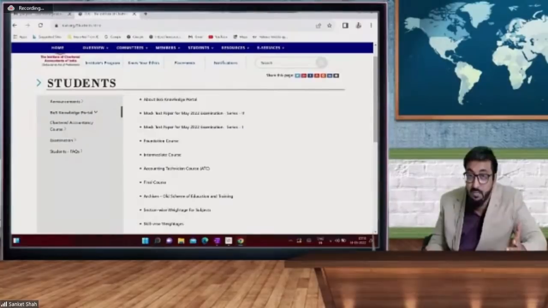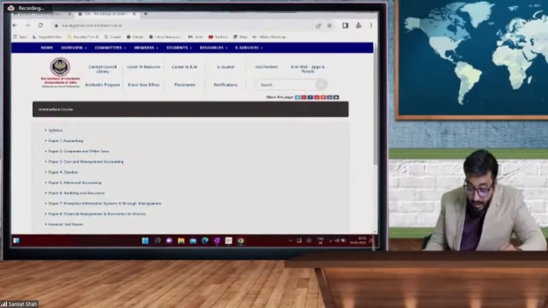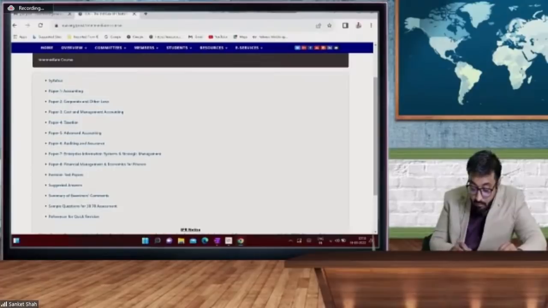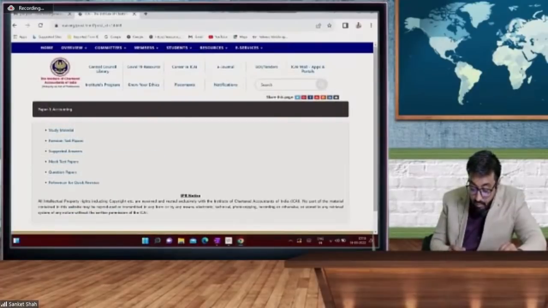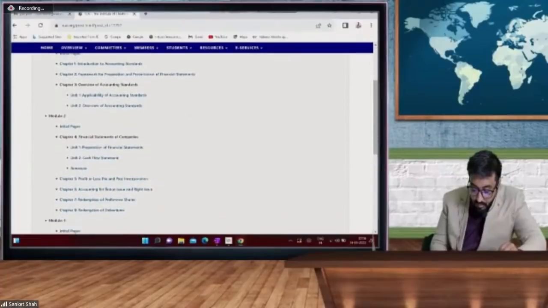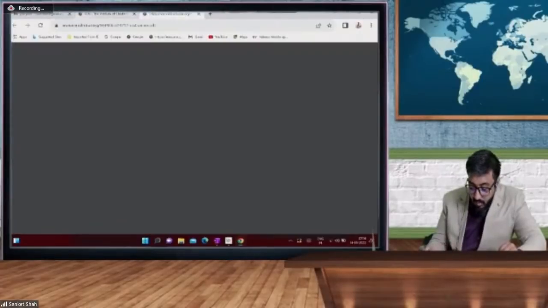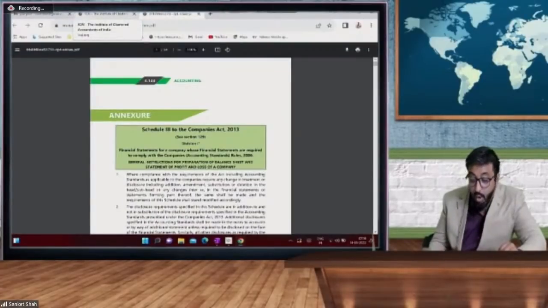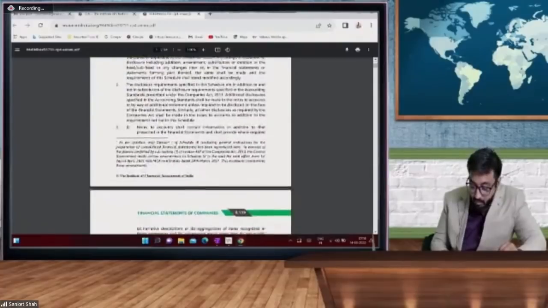So please, friends, whatever material is given by the ICAI, just follow it properly. RTPs are there. Revise it after every chapter. RTPs, revision test papers, suggested answers, mock test papers are already there, all these things. So please try to solve each and every question of RTPs, MTPs, mock test papers.